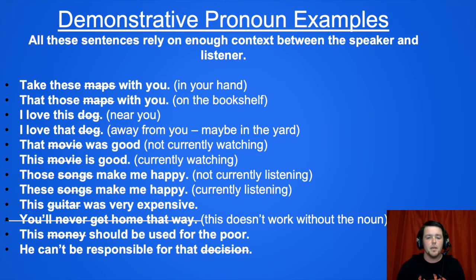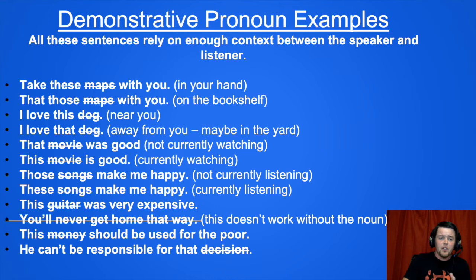All right, here's some more examples for you. Pause the video if you want to read them. You'll notice these are the same examples from before. I'm showing you the relationship between the demonstrative adjectives and the demonstrative pronouns. Now, these are a little different because you must have context, and without that context, they don't work. Even here, number 3 and number 4, the ones about the dog, you really need the context of having the dog with you or being able to point at the dog.